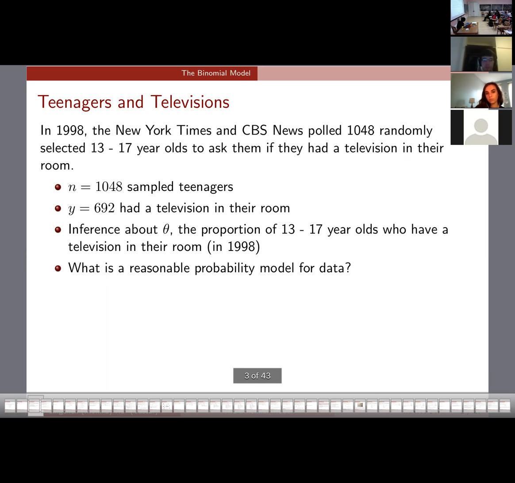So what would be a reasonable probability model for the data? I put it down as the binomial model, so you probably guessed it. But let's do a quick discussion of whether binomial is actually a good model for this. What is binomial? You have n trials, and you have a fixed probability of success, and the outcome, the random variable itself, is the number of successes that you get. So in this case, y given n and theta will be a binomial.